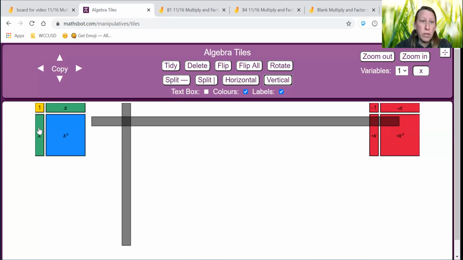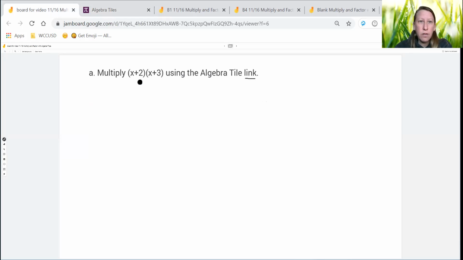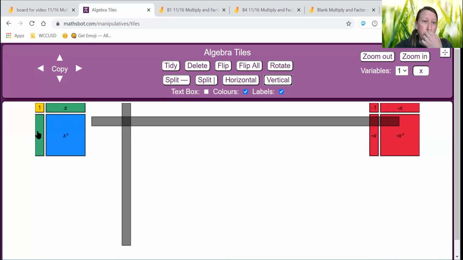So we're trying to build, let's go back and look. We're trying to build one side of our rectangle with x plus 2 and one side with x plus 3. So I'm going to find an x and I'm going to grab it and I'm putting it kind of on the edge. You can also put it inside, but it's a little darker. It's kind of hard to see. So I'm going to put it on the outside.